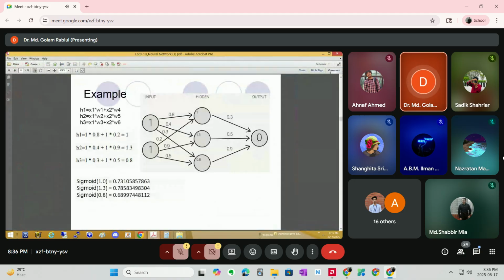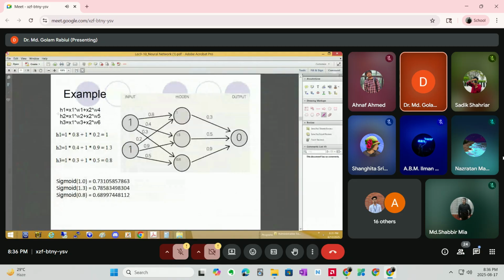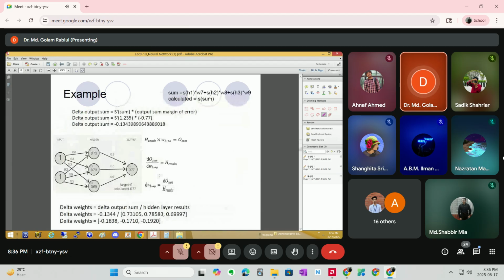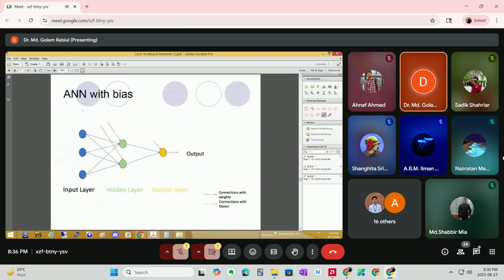In this lecture we were looking at H1, x1 w1 and x2 w4. While calculating H1 here, we did not consider the bias, but actually we have to calculate one bias here. Previously we considered the simplified version of this equation, x1 w1 and x2 w2, but we have to add the biases. Later in this lecture, here is the NN with bias. So not only H1, we have to think about the bias here.